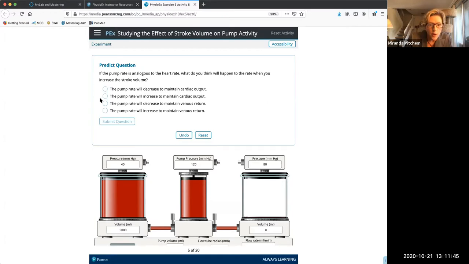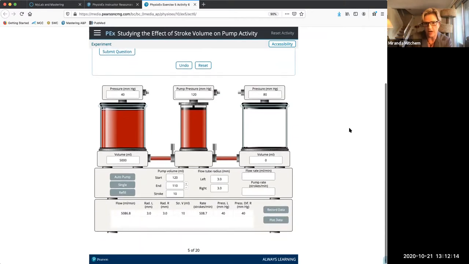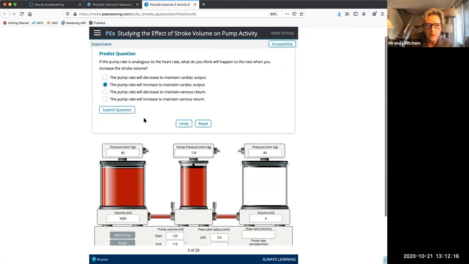The pump rate will increase to maintain cardiac output. What we haven't talked about yet, this is in chapter 15, is that the venous side is really a blood pool. So when the body needs more volume to go through to compensate for something like this, it pulls it out of the venous side so that it can maintain the cardiac output. That's a correction to get to homeostasis.